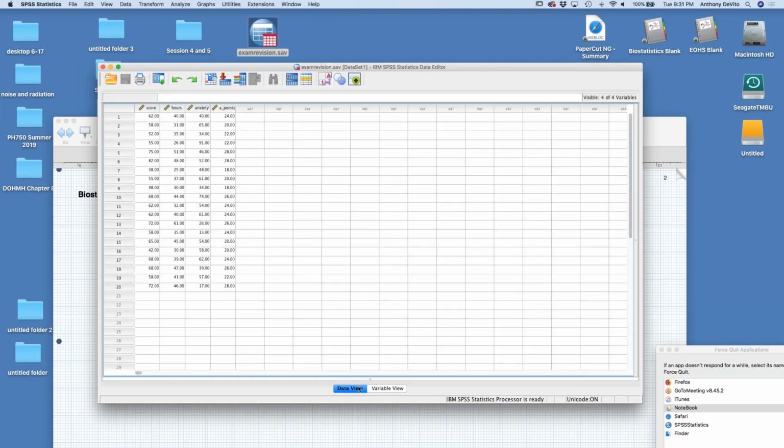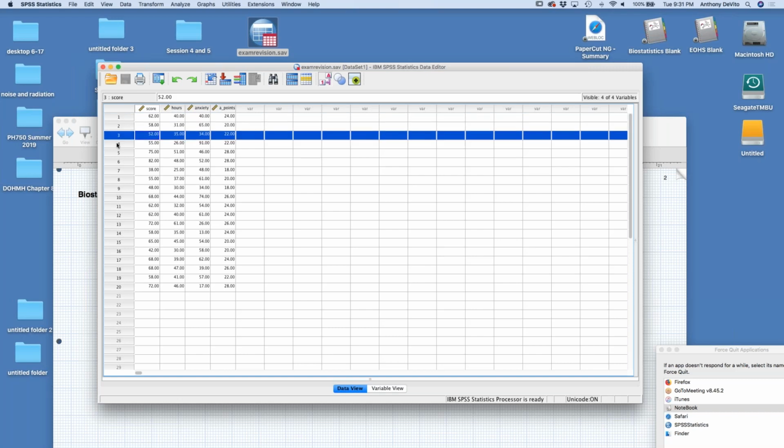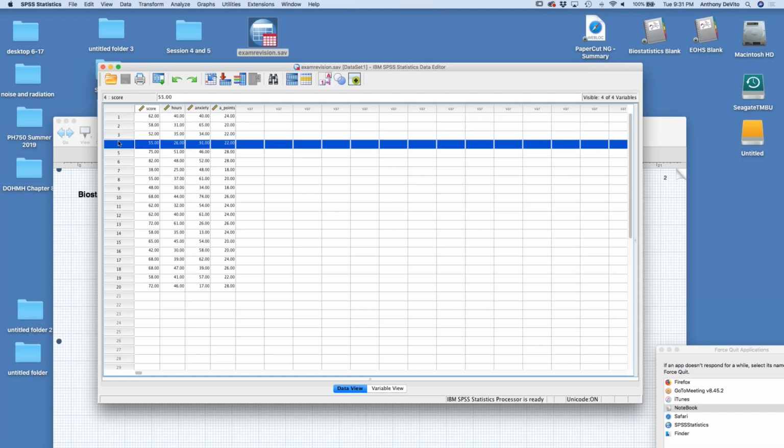If I go back, their scores are a numerical variable. For individual number 1, by the way, it's a relatively small data set for regression. Usually with regression, you're dealing with much larger data sets than this, but this will do for our purposes. Each row represents a subject in this study.